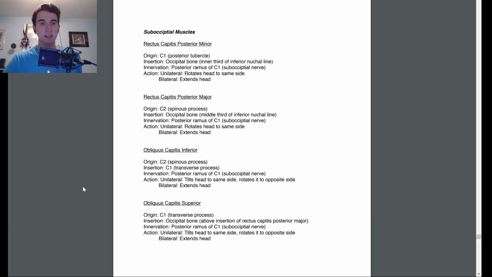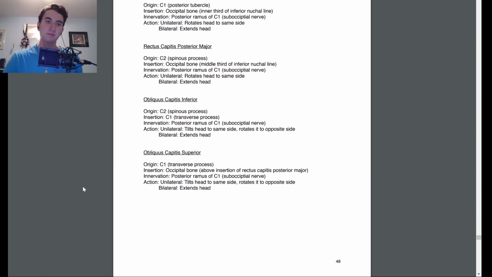Next is the rectus capitis posterior major, which originates from C2, the spinous process, inserts at the occipital bone, the middle third of the inferior nuchal line. Innervation done by the posterior ramus of C1, suboccipital nerve. The action unilaterally, it rotates head to the same side, bilaterally it extends head.